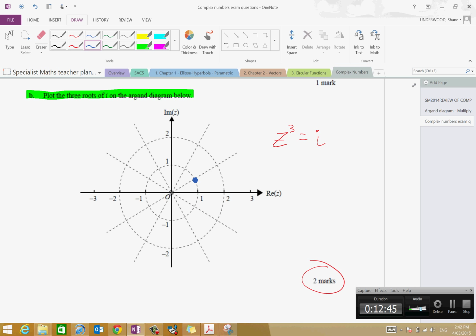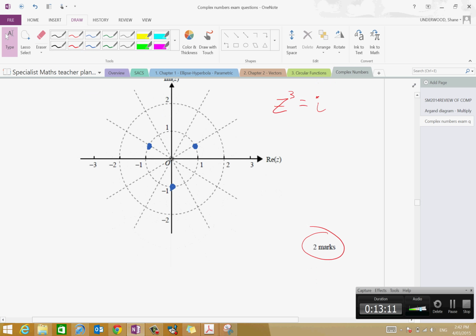That's 30. Isn't that 120? Is that 120? 90 plus 30? So therefore, the other root is here. Do you agree? And then we've got 90, 130. Would you agree it's there? Yep. There you go. That's worth 2 marks. That's all you have to do. Pretty simple, yeah? Okay.